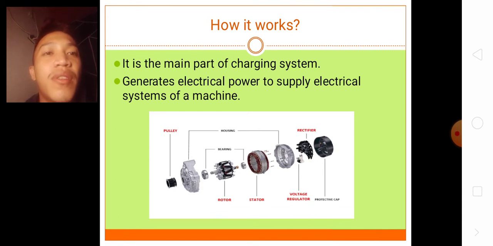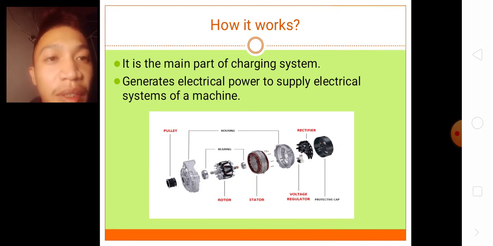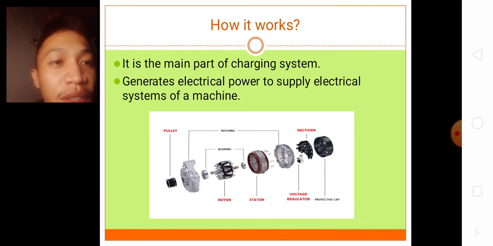Now, how does it work? It is the main part of a charging system, as I told you a while ago, and it generates electrical power to supply the electrical systems of a machine, and at the same time it charges the battery. The picture below is an illustration of an alternator being disassembled. There are types of alternators, but commonly they have the same parts. For example, the pulley, the rotor, the stator, voltage regulator, rectifier, the protective gap, and also the housing.